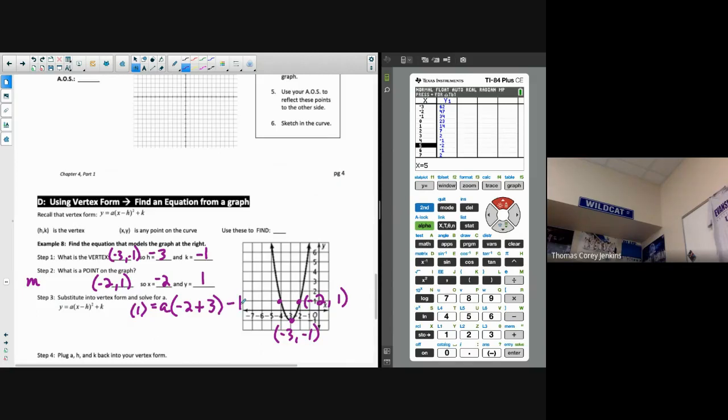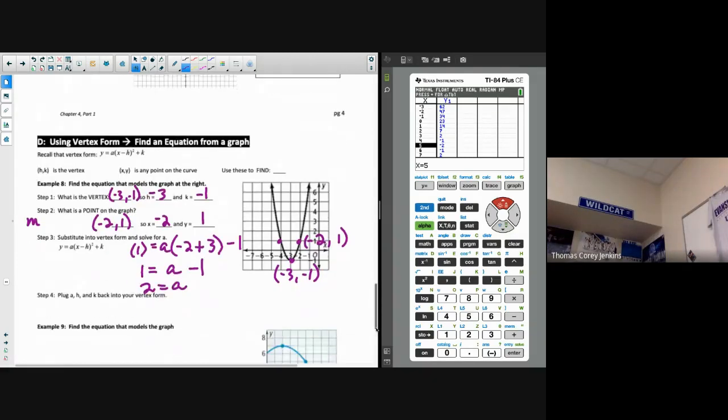All right. So let's kind of simplify what we have. So this says 1 equals -2 plus 3 is 1. So 1a. So I'm just going to write a minus 1. Okay, and then we want to just add 1 to both sides to get 2 is equal to a. All right, so now that we know that, we pretty much have our whole equation.